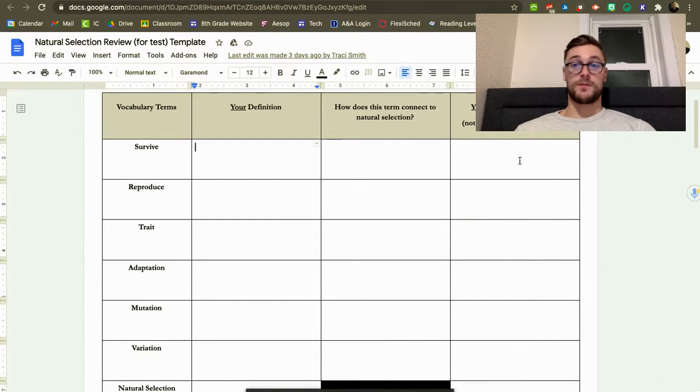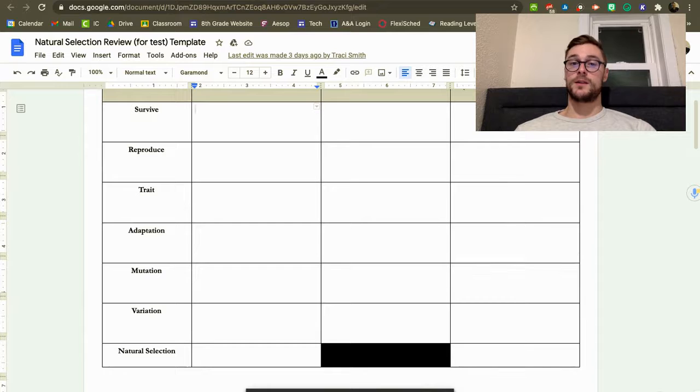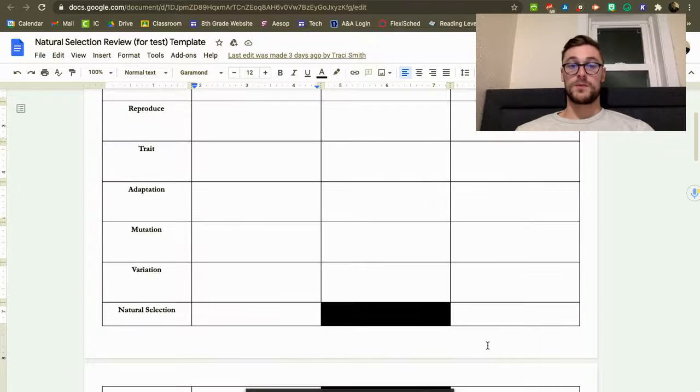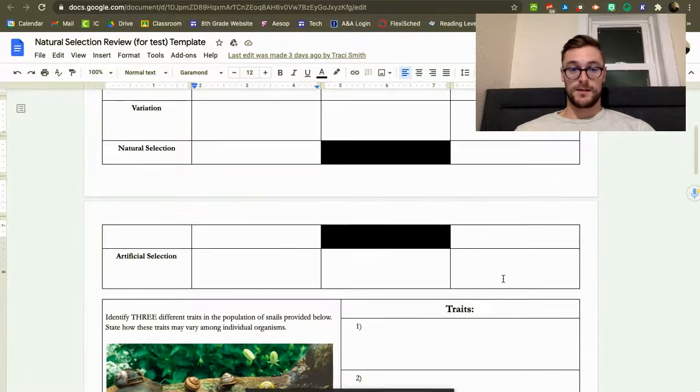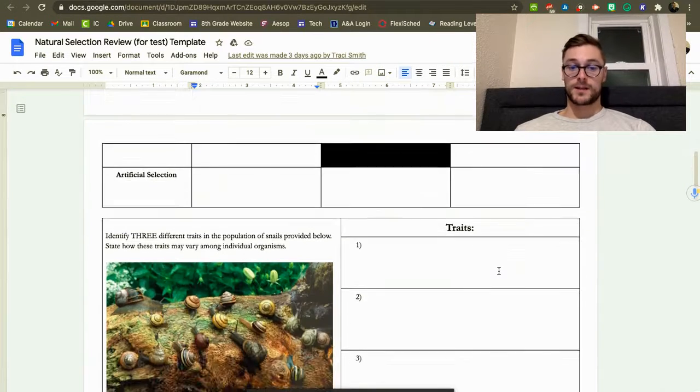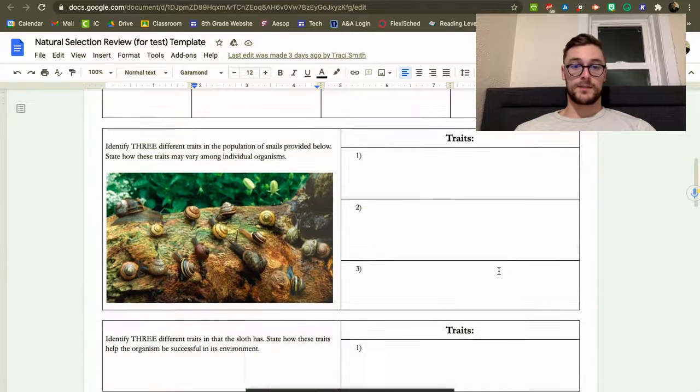So not just from the bunny simulation, but from other activities that we've done in class. Use those so that you can refresh your mind. Where does mutation pop up, or where did variation? How about artificial selection? Where do we talk about those things? So if you need to review those, you can go back and look at those activities.